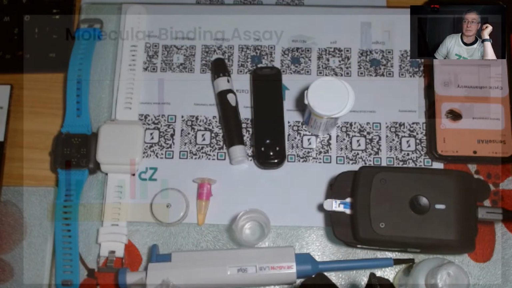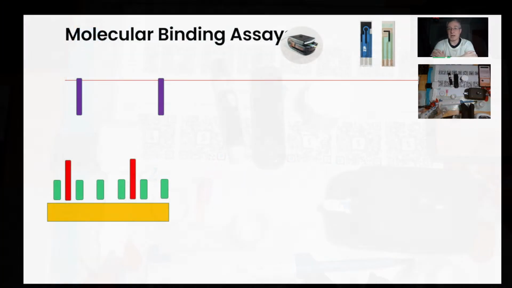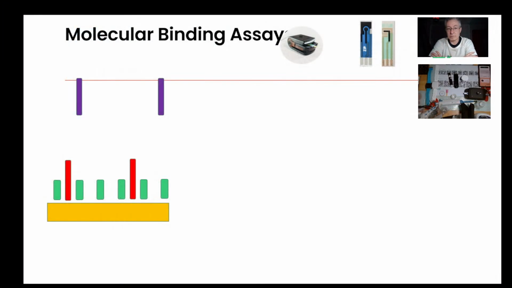Now let me go back to my screen. I'm going to talk tonight about four ways of doing molecular assays using electrochemistry.